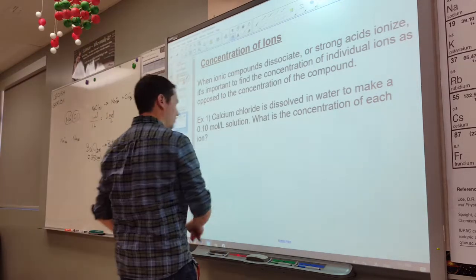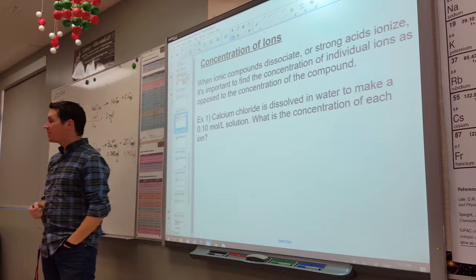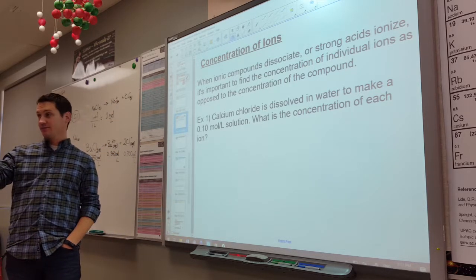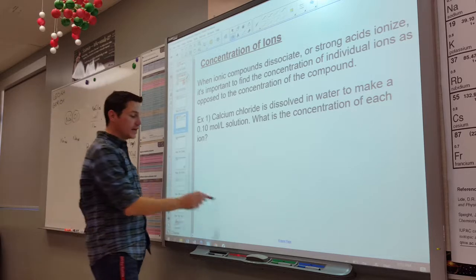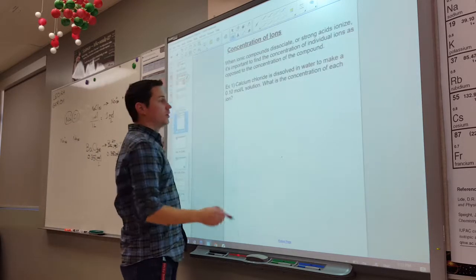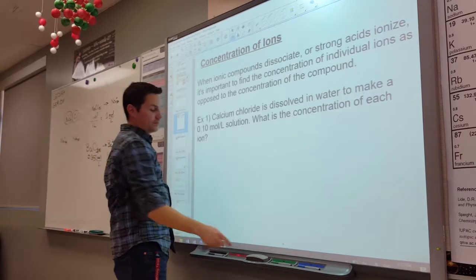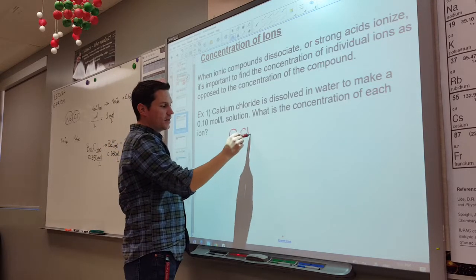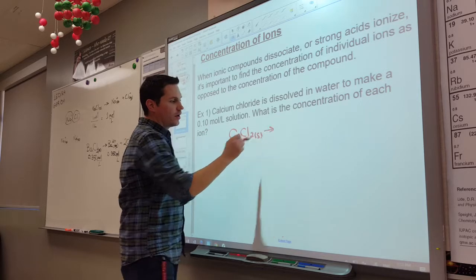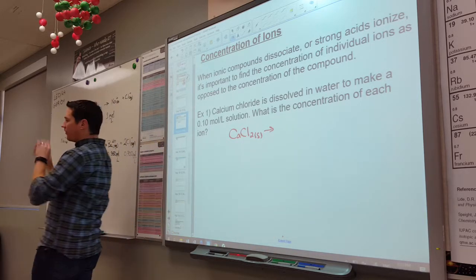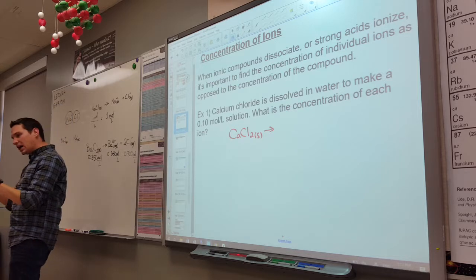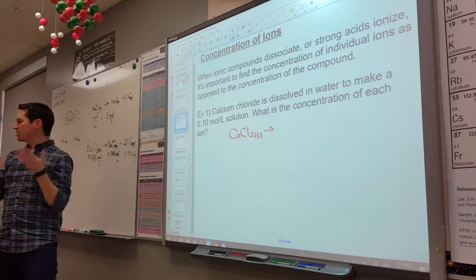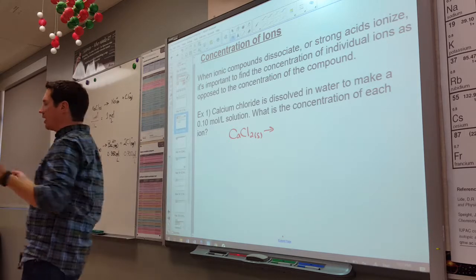Okay. Does anybody know what the formula for calcium chloride is? CaCl2. Cassidy? CaCl2. So we've got, we're looking for, okay, CaCl2. And so I'm going to start off as a solid because I want to represent the idea of it turning from a solid into individual ions.